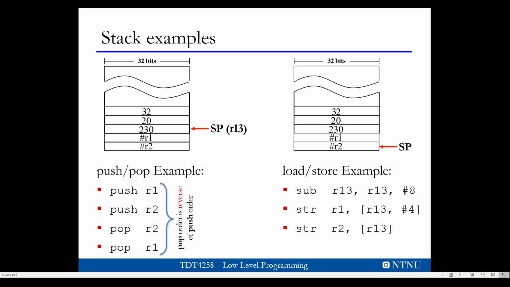Now, what we want to do is to pop the values from the stack. We don't really need to do that because R1 and R2 still have the same values that they had before. All we need to do is to move the stack pointer back to its original place, and that can be done using an add instruction. So we add 8 to R13 and stack pointers move back to its original position.